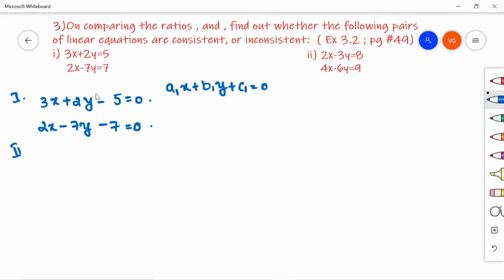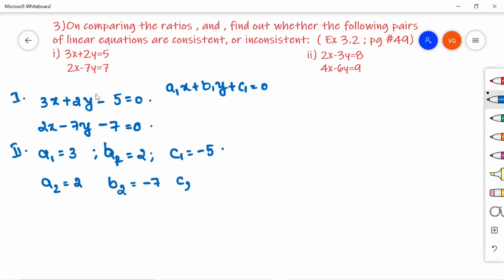Step 2, write down the given data. A1 is equal to 3, B1 is equal to 2 and C1 is equal to minus 5. Again from the second equation, A2 is equal to 2, B2 is equal to minus 7 and also C2 is equal to minus 7.